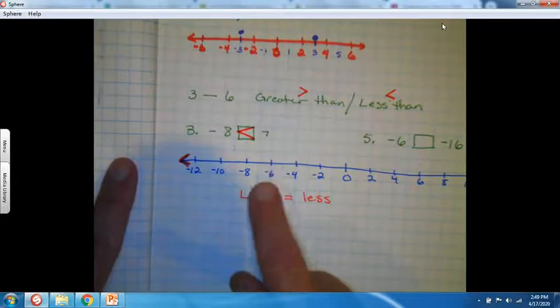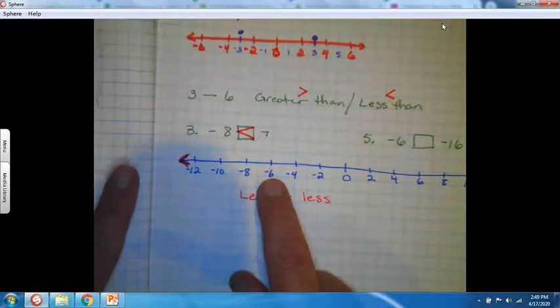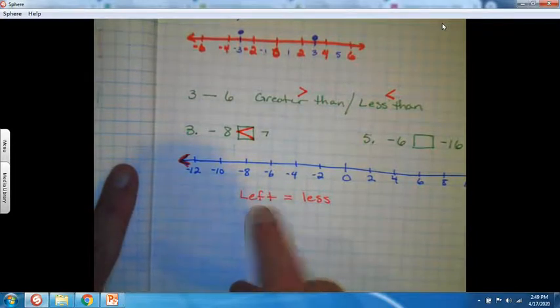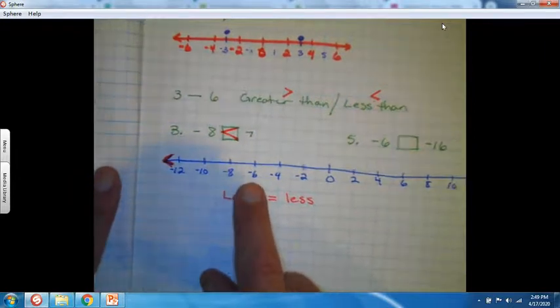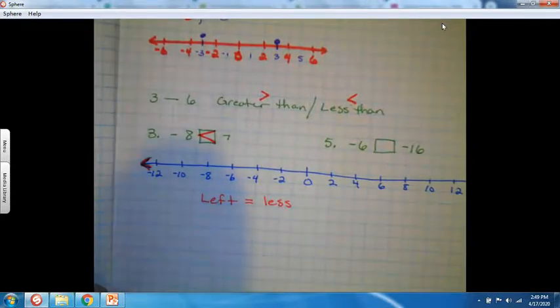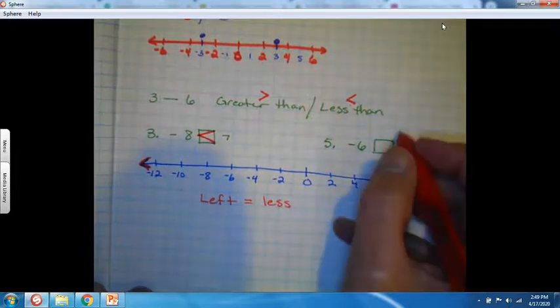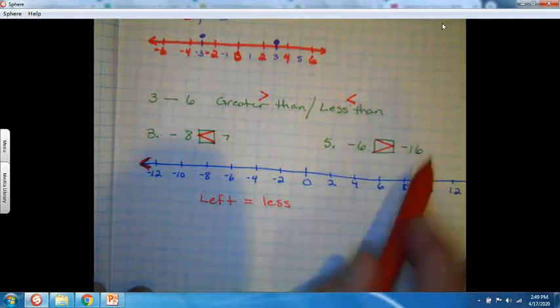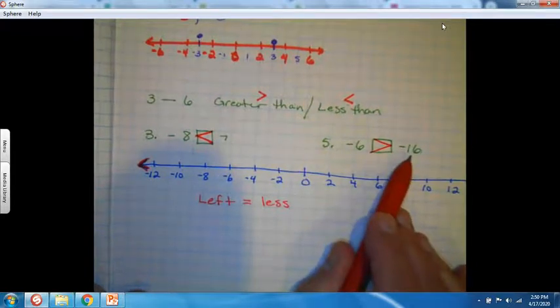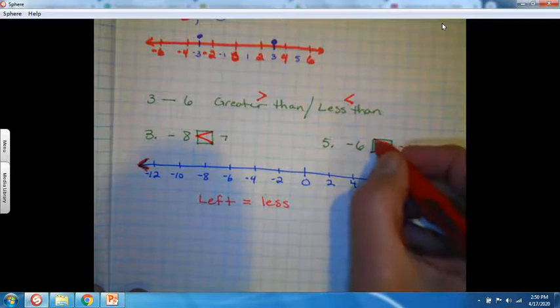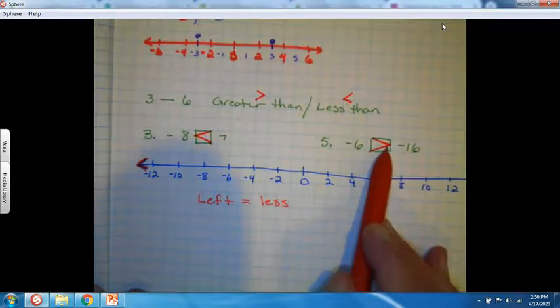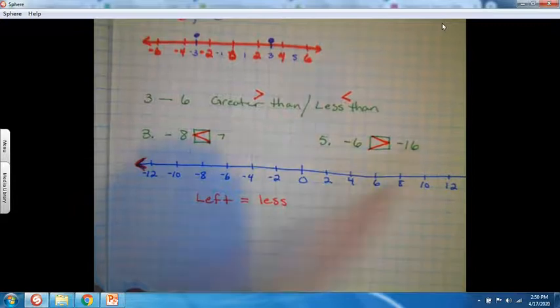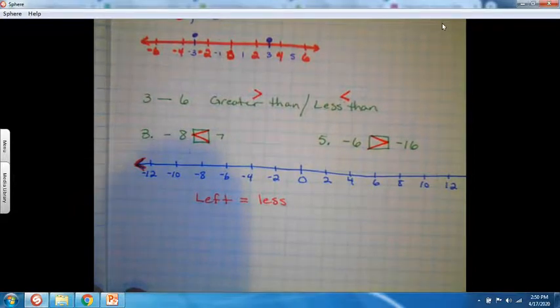So this one is greater because it's on the right. This one is less because it's on the left. Left, less. So even though these are both negative, one's got to be smaller, right? So -16 is less than -6 because it's farther to the left. Okay? Little n, less number, or little number. So you guys have to do number 4 and number 6 on there.